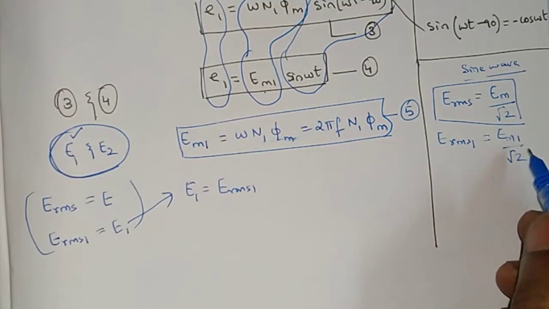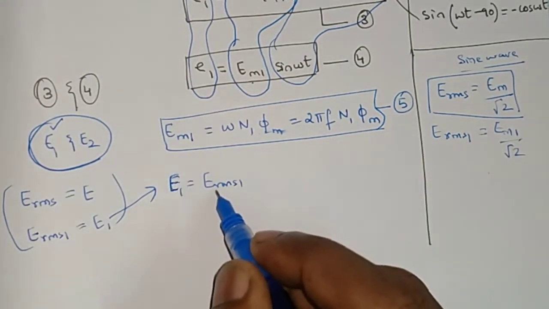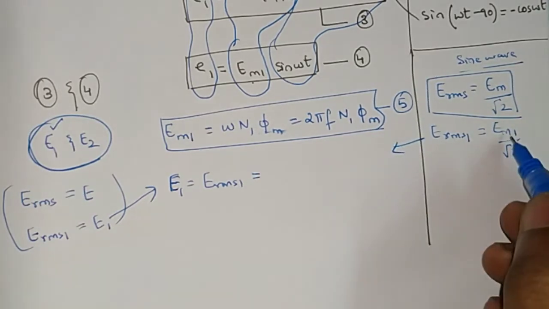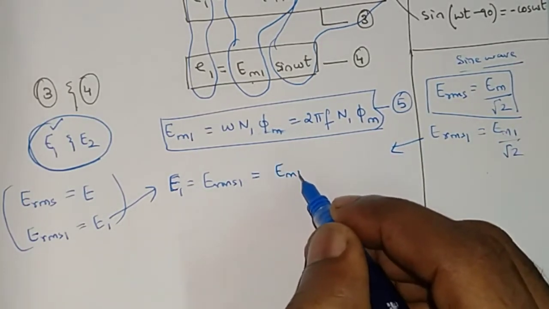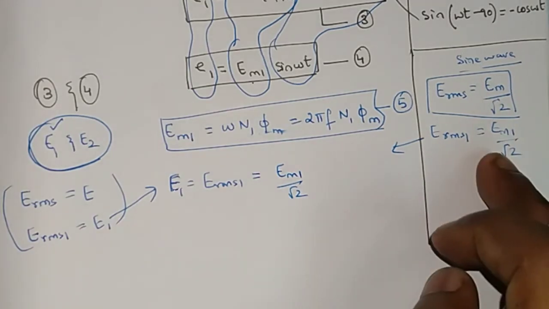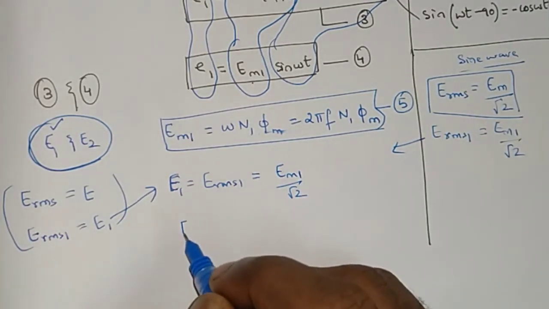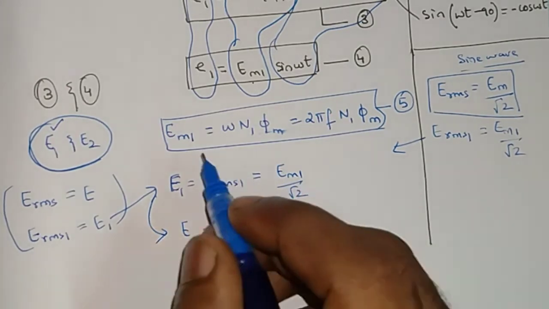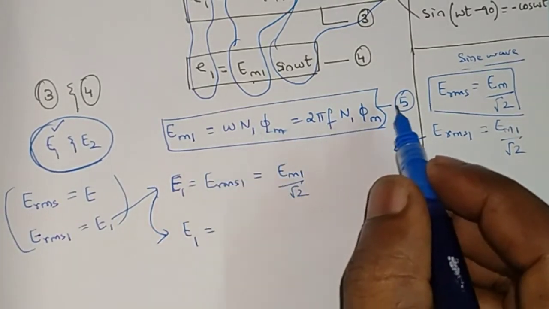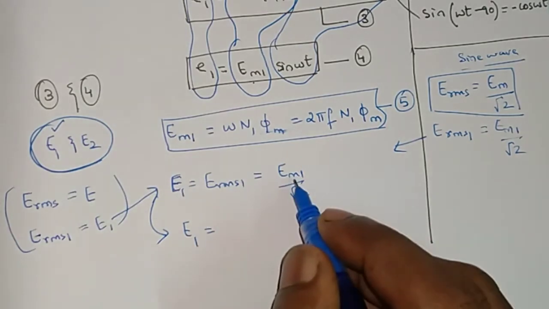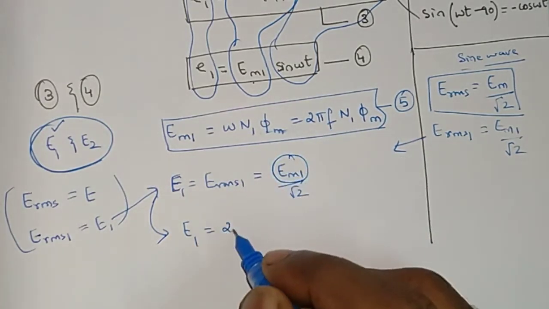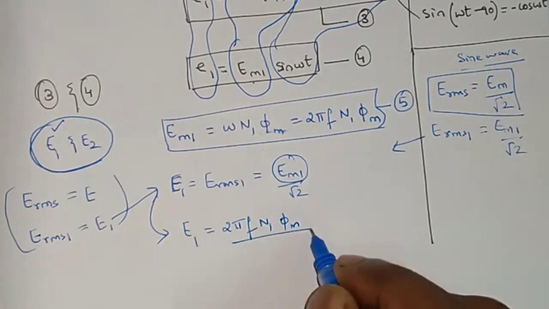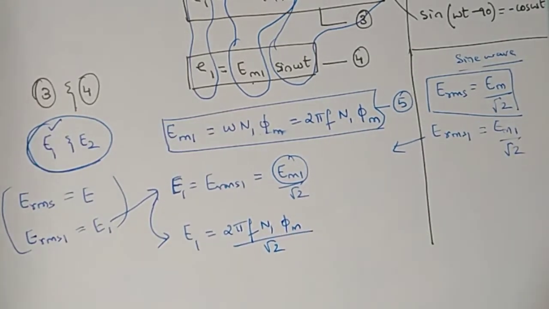Now, if I want to find the equation for E1, which is equal to ERMS1, and ERMS1 is nothing but what? EM1 divided by root 2. So EM1 divided by root 2. I'll just write down the formula which we have got here. So now, if I want to find the formula for E1, which is equal to EM1 divided by root 2, EM1 is nothing but the equation number 5. That is what you are going to substitute here in the place of EM1. So the answer was 2 pi f n1 phi m divided by root 2. So this is what you will get.